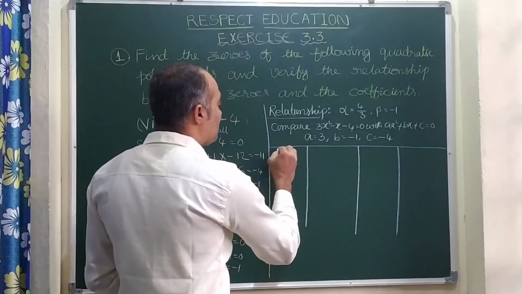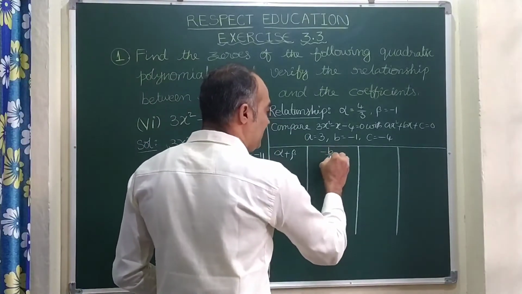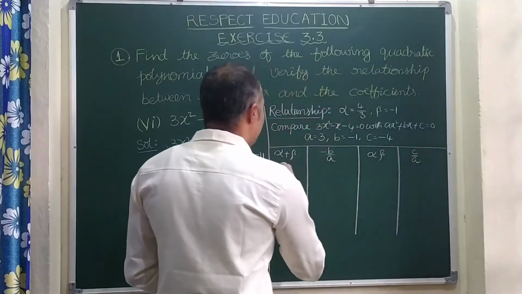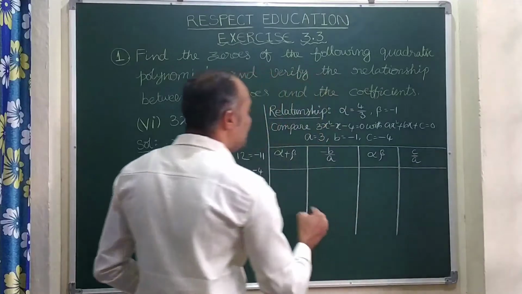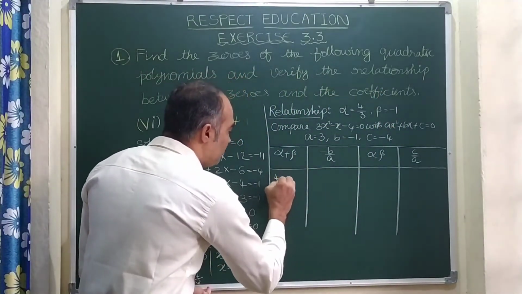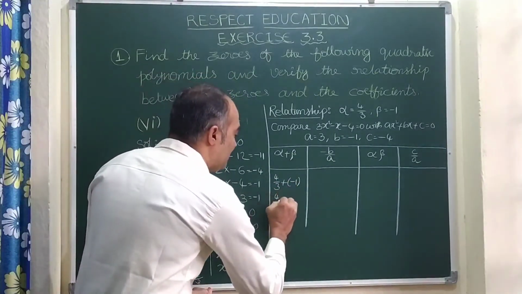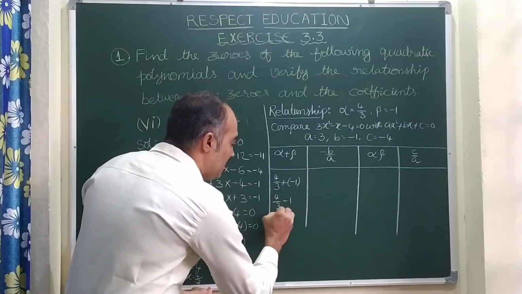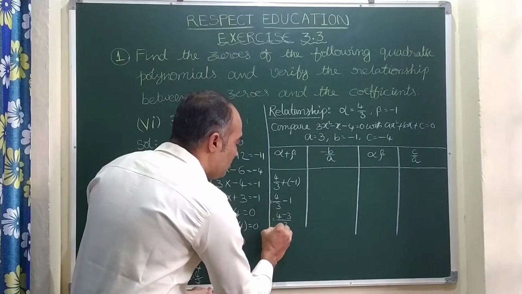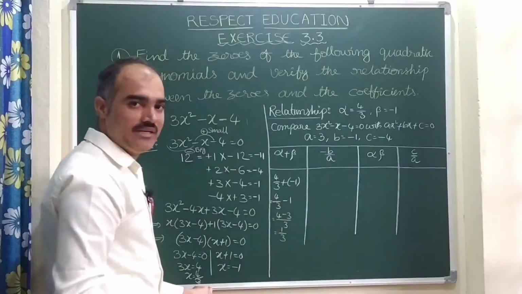In the first one let us write alpha plus beta, the second one minus b by a, the third one alpha into beta, and the fourth one c by a. Now let us substitute those values. Alpha plus beta: 4 by 3 plus minus 1. So we can write 4 by 3 plus into minus is minus 1; 4, 3 ones are 3. So 4 minus 3 by 3, equal to 4 minus 3 is 1. So we get 1 by 3.